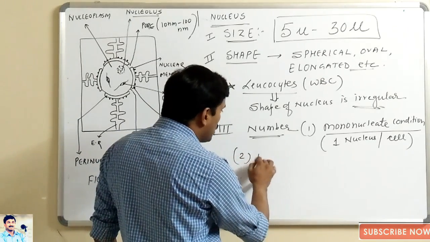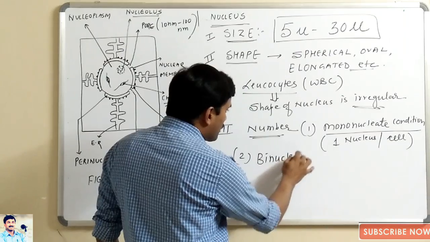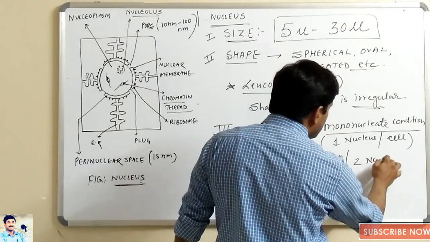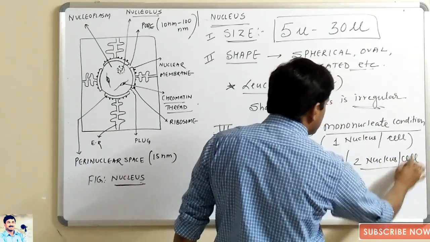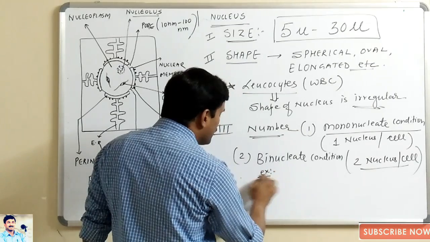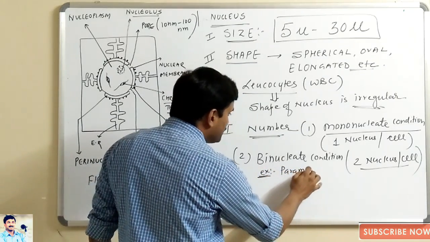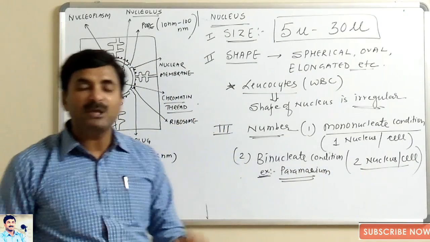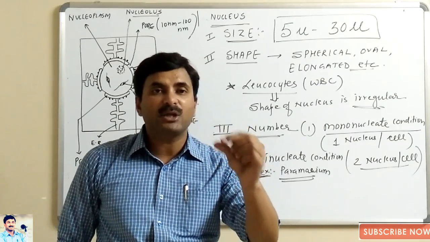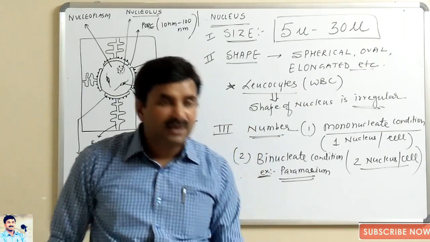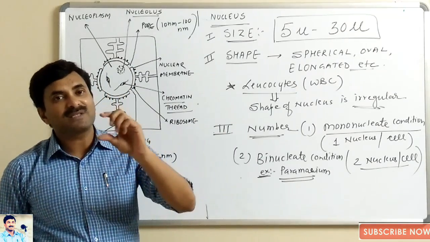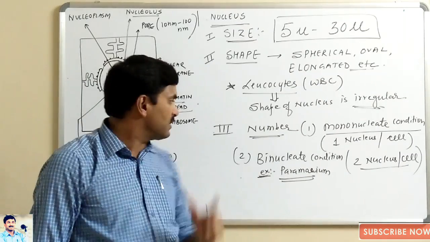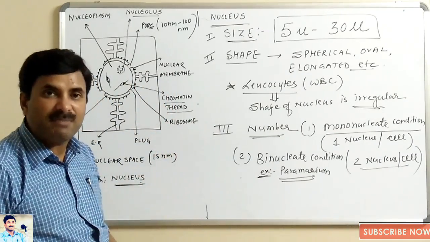Condition number 2 is known as the binucleate condition. Bi means 2, so two nuclei per cell. This binucleate condition is present in Paramecium. If we see the structure of Paramecium, you will see that inside it there are 2 nuclei. One is known as the macronucleus and another is known as the micronucleus. One is small, one is big. The small one is the micronucleus, and the large one is the macronucleus. So there are 2 nuclei, and we can say it is the binucleate condition.